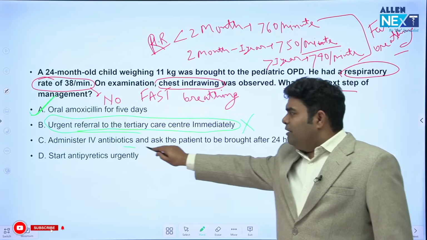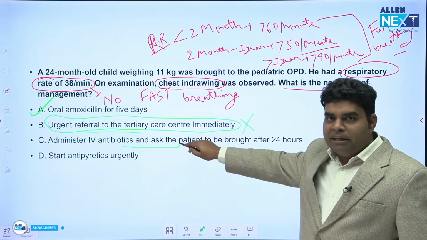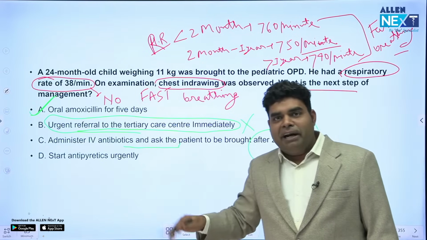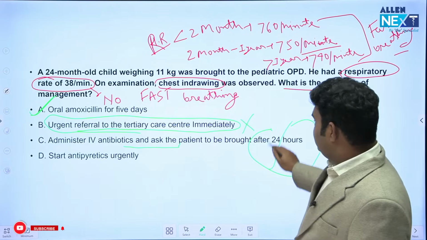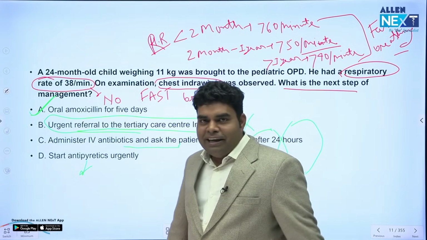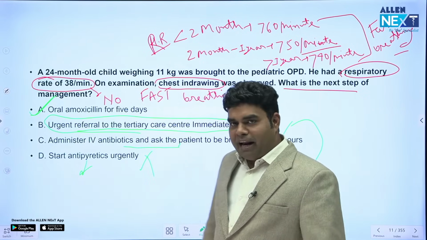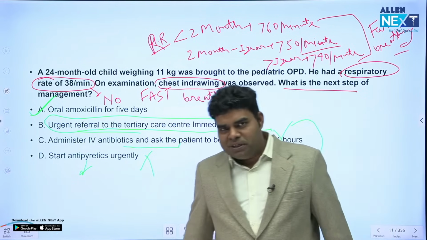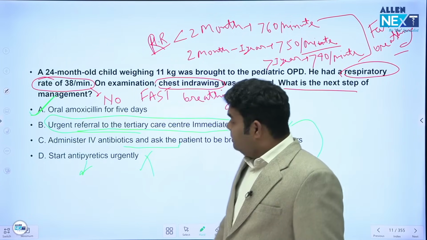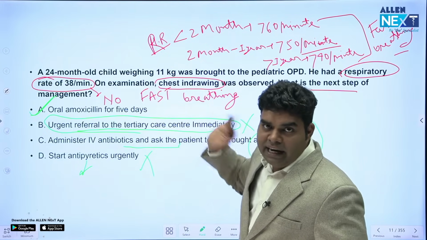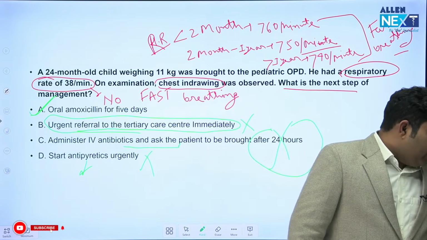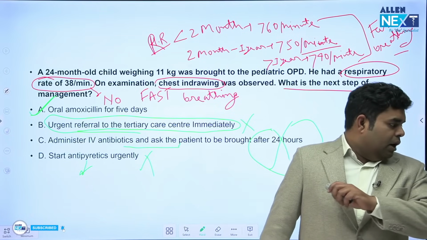IV antibiotics, if we are giving like gentamicin and penicillin, we do not ask the child to come back after 24 hours. After giving IV antibiotic, we refer to a higher center. So anyway, logically option C is wrong. And antipyretics means paracetamol and all. If there is some problem, starting paracetamol urgently is not of much use. The main role is of antibiotics if there is severe pneumonia, okay? Or if pneumonia, amoxicillin. So the correct answer is A. I hope you can manage and remember this part. This is very important. Now let's move ahead.